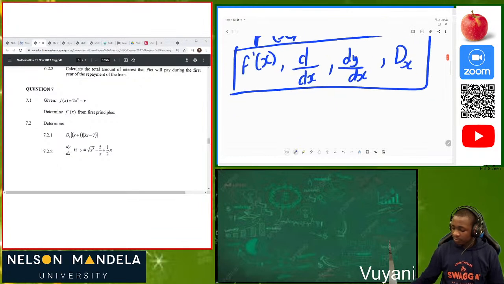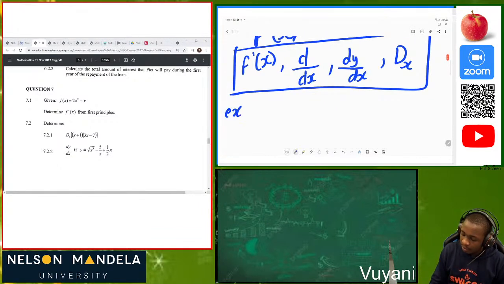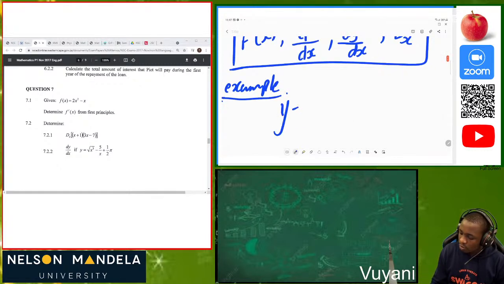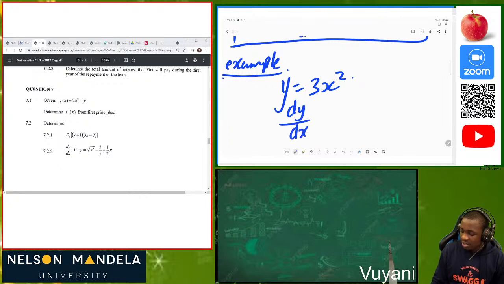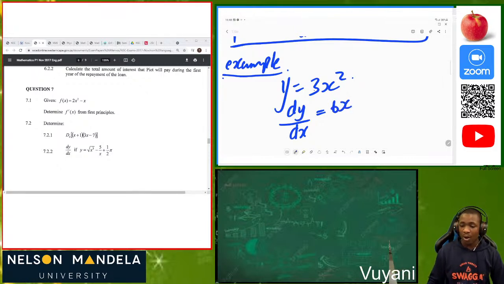Then let me just do a small example quickly. If you are given that y is equal to 3x squared, what is the derivative? The derivative of y equal to 3x squared, you have to write dy over dx. We are differentiating y through x, so we say that this is a power rule, so it's going to be 3 times 2, and 3 times 2 is 6, then x, then 2 minus 1, then we are left with 1. So the derivative will be 6x.